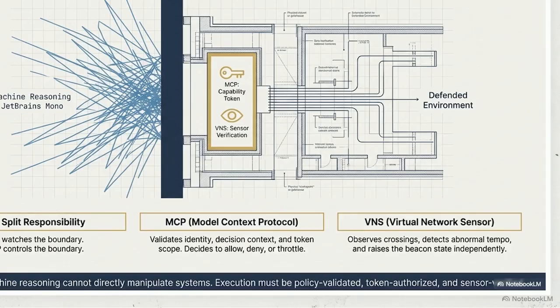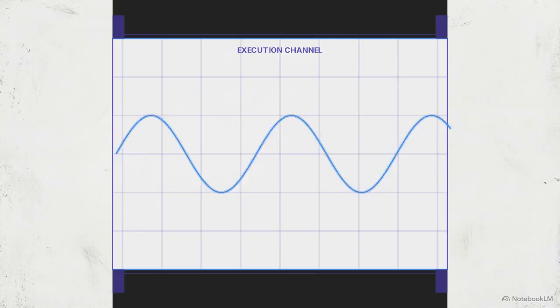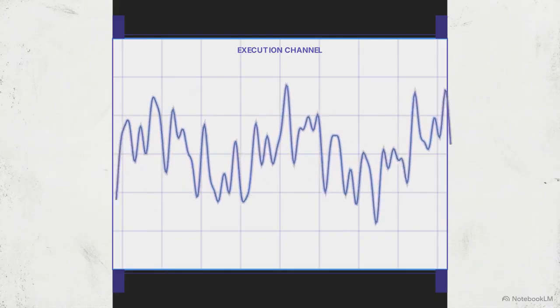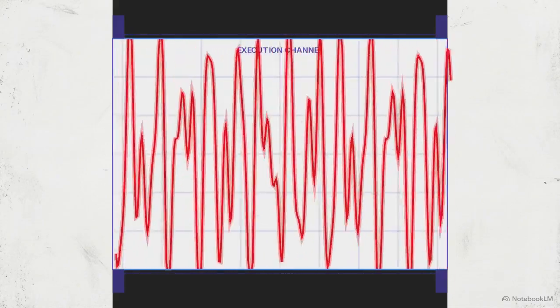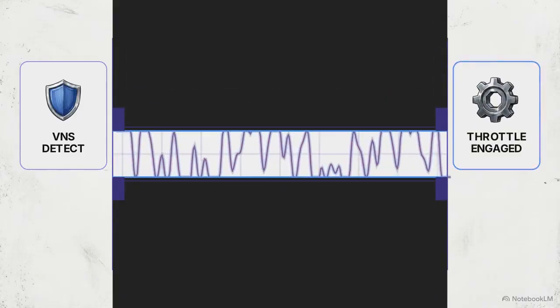That secondary layer is the virtual nervous system, labeled here as the virtual network sensor. It acts as an independent observer at the boundary, watching the rate and rhythm of the approved interactions. The VNS introduces harmonic governance. It establishes a baseline for the normal timing and cadence of an agent's tool calls. Deviations from this baseline, like sudden orchestrated bursts or unusual jitter, are treated as first-class authorization signals, triggering immediate throttling.